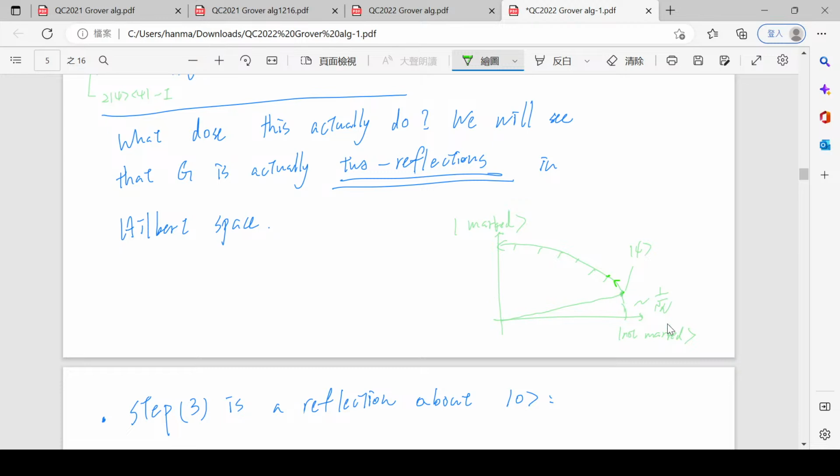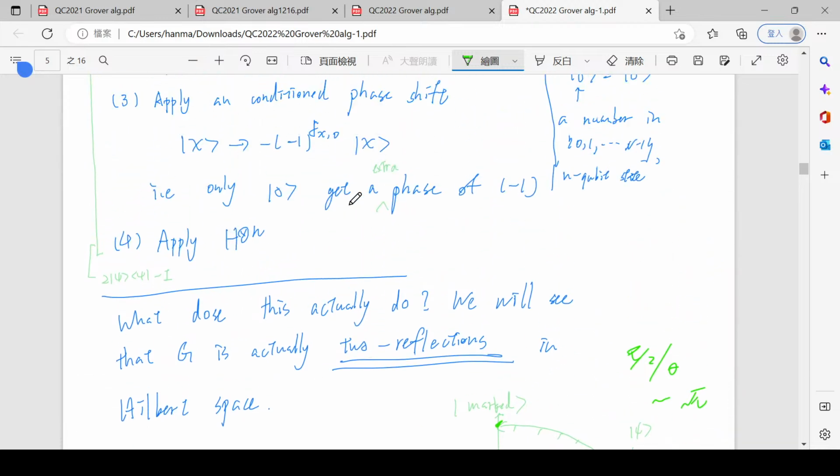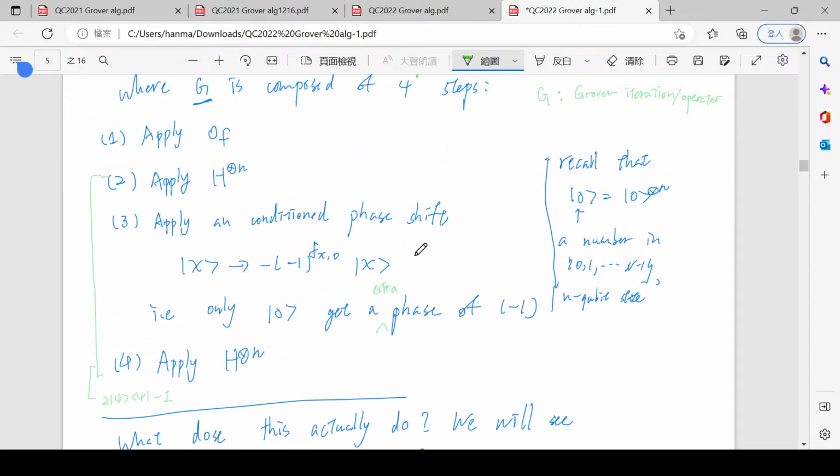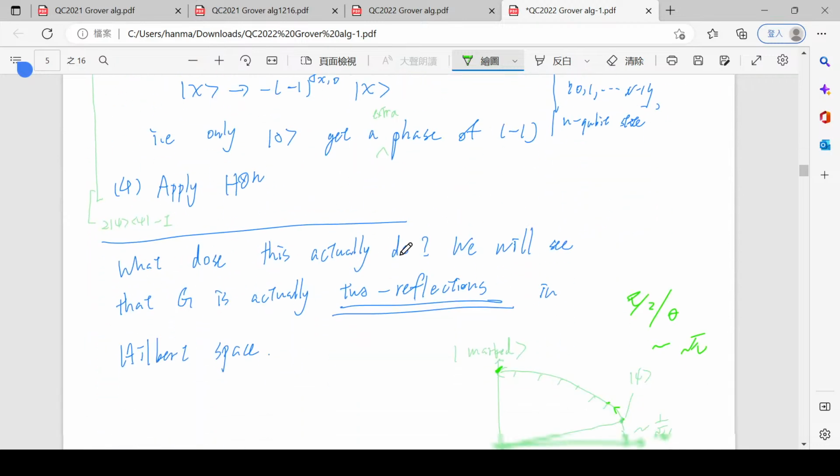Ignoring m, say m equals 1. Then θ will be about order 1 over square root n, and you want to rotate up here, so you need π/2 divided by θ, and that's about order square root n steps, iterations, to get here. Then you measure and you win. Okay, so that's a review and a sketch. Any questions? Otherwise, let's go to the detailed derivation.